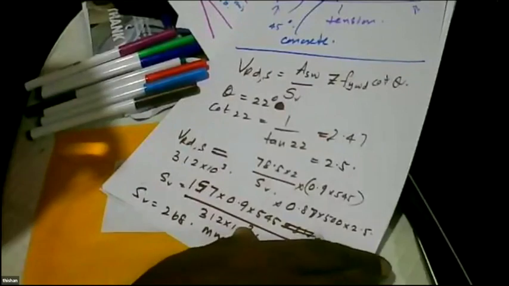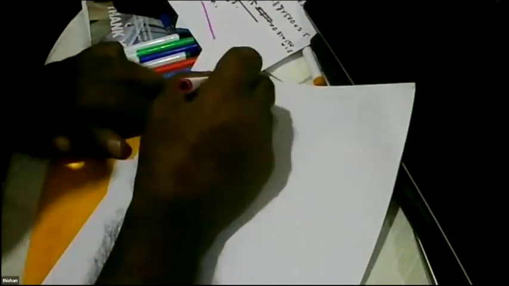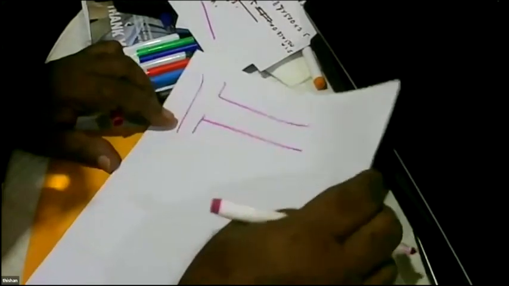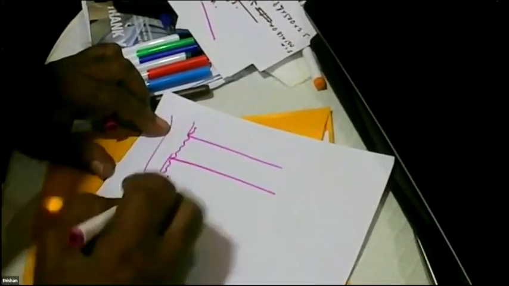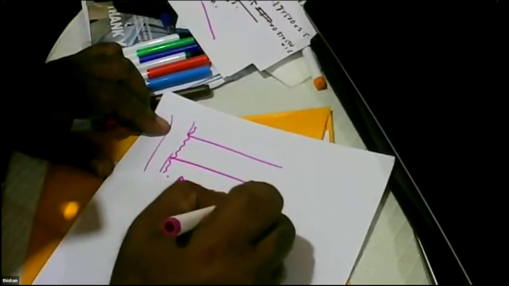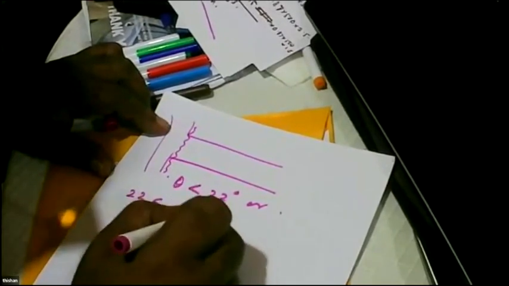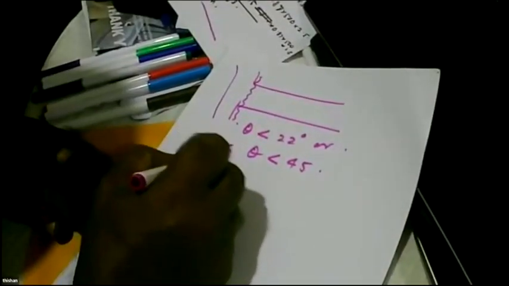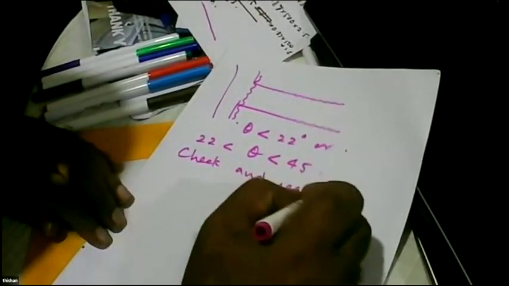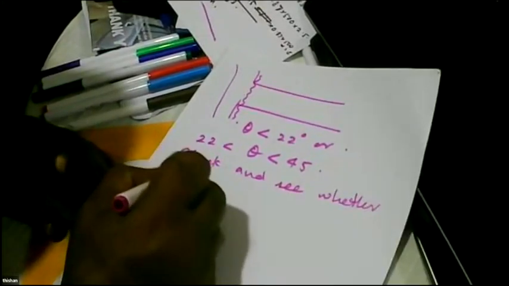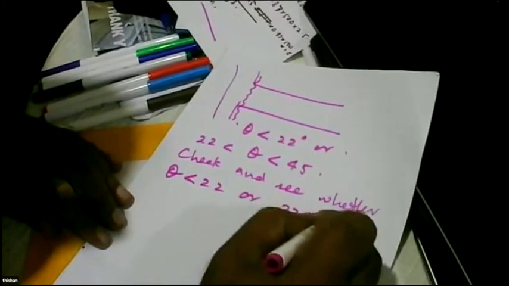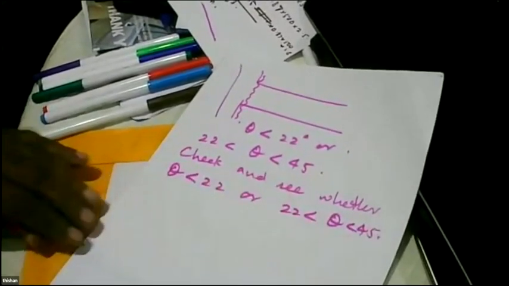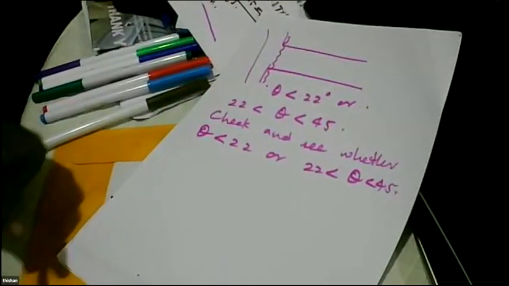Then, what is the speciality? What is this theta? That's where the complication comes. It says, when the concrete fails in crushing at the face of the support, theta can be less than 22 degrees, or theta can be between 22 and 45. What it says is, check and see whether theta is less than 22 or between. How do you achieve that? How to do this check?